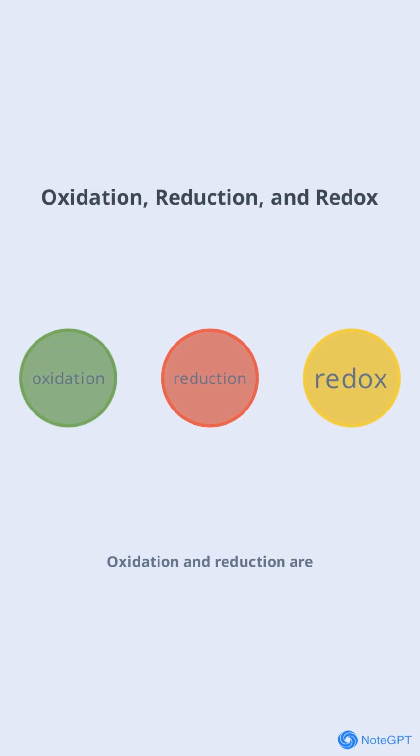Oxidation and reduction are fundamental concepts in chemistry. Oxidation involves the gain of oxygen or loss of hydrogen, while reduction is the loss of oxygen or gain of hydrogen. For example, when iron reacts with oxygen to form rust, it's oxidized. In another case, hydrogen reduces copper oxide to copper. Redox reactions combine both processes, with one substance oxidized and another reduced. These reactions are vital in batteries, metabolism, and industrial processes. Recognizing oxidation and reduction helps us understand how energy and matter flow in chemical systems.